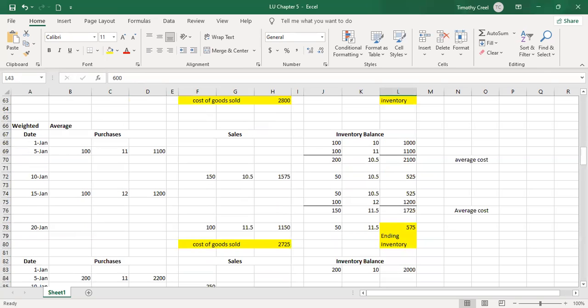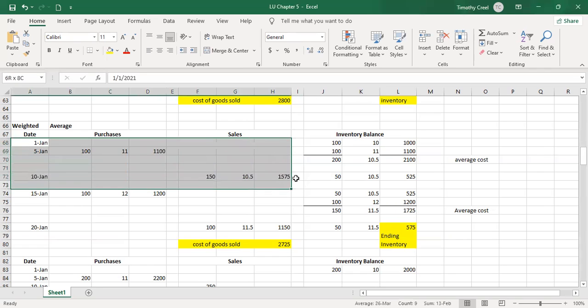Now, let's do weighted average. The last one that a company can choose is weighted average. I think the distinction with weighted average is it tends to be more accurate. The reason it's more accurate is because it works off an average, where LIFO works off one extreme and FIFO works off the other extreme. Weighted average is just an average, so I think it more accurately reflects what's actually there. So we're going to use the same numbers as before.